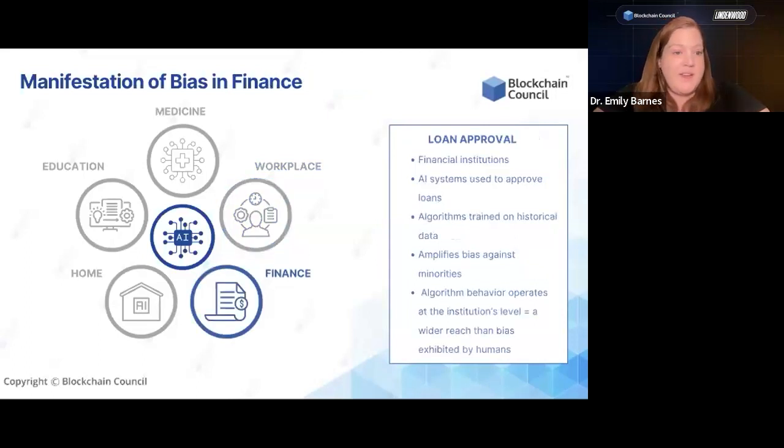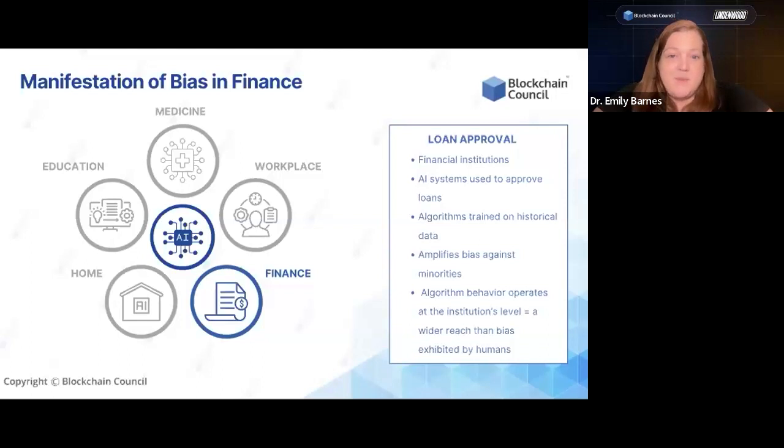Now AI bias in finance. Financial institutions, which are traditionally known to be biased against minority groups, are becoming more reliant on AI systems for improving overall operational efficiency as more AI is made available to the industry. This could be loan approvals or investment decisions, but AI systems being used to approve loans have been found to discriminate against certain demographic groups. So this bias in AI technology is likely to amplify bias against minorities, especially in an industry that is already known to do so.